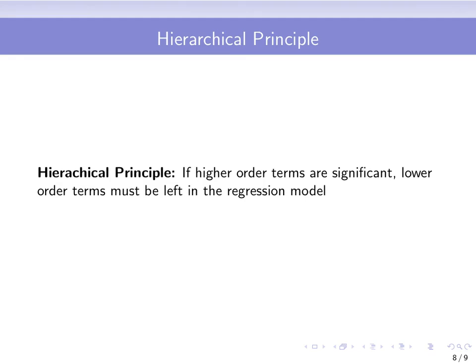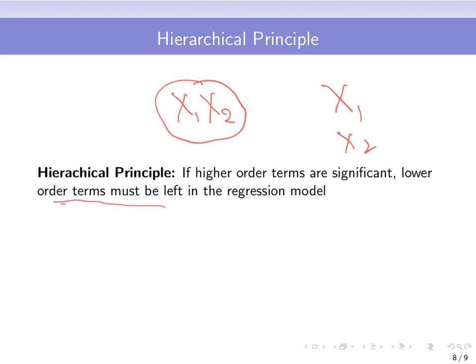There's this hierarchical principle. If the higher order terms are significant, so an interaction term is considered a higher order term because it is of order 2, whereas the terms x1, x2 are of order 1. So if your interaction terms are significant, you should always leave the lower order terms in the model, even if your R output tells you that these terms are insignificant. But if your interaction is significant, leave all of them in.